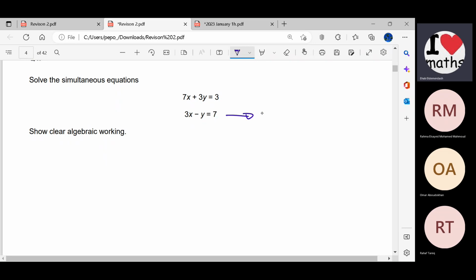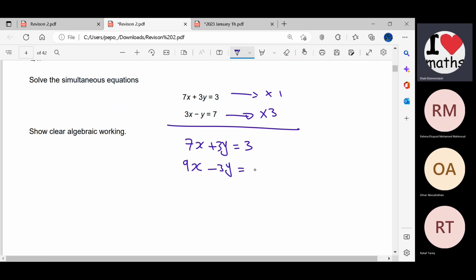One great student told me that I will multiply this equation by 3 and keep this one, multiplied by 1. So it was 7x plus 3y equal 3. On the other hand, it was 9x. When he multiplied 3 by 3 he wrote it as 6. And then minus 3y equal 21. Another 50% of the people just multiplied the left and removed the right, as if the right side doesn't belong to us.